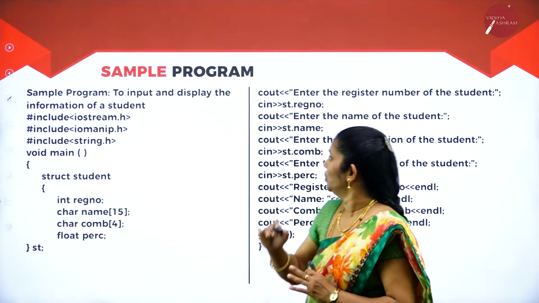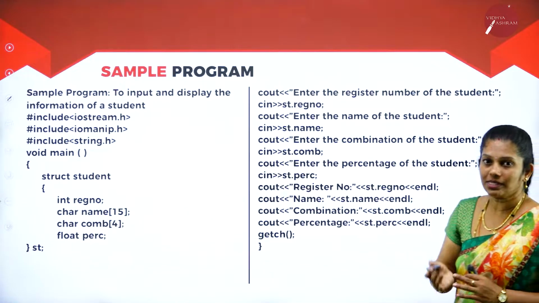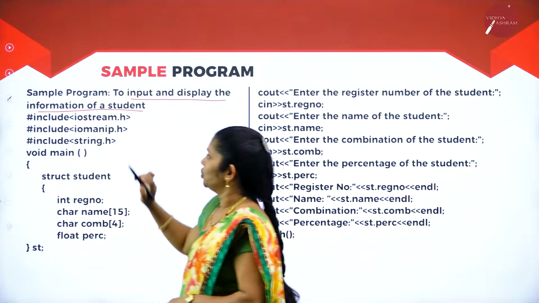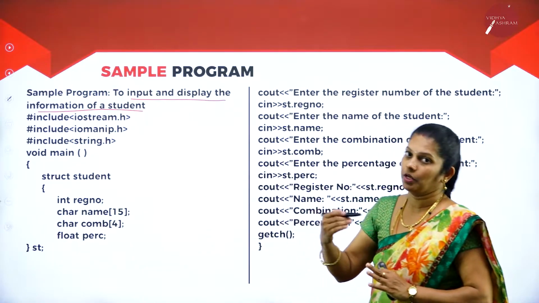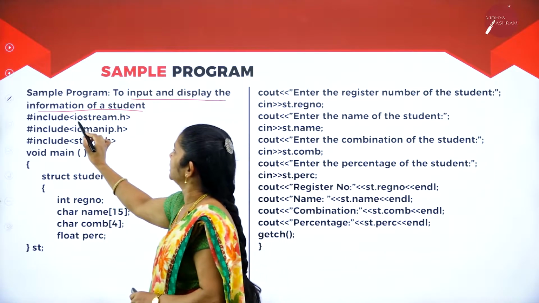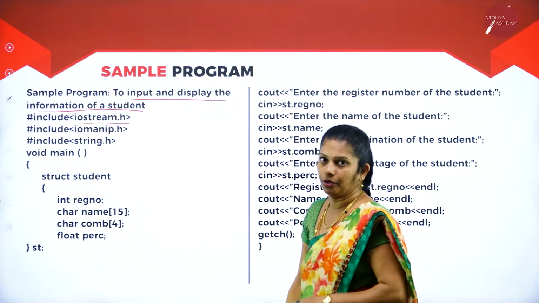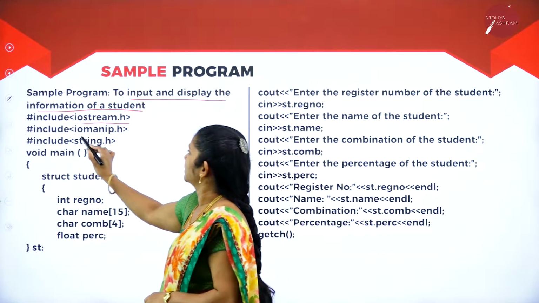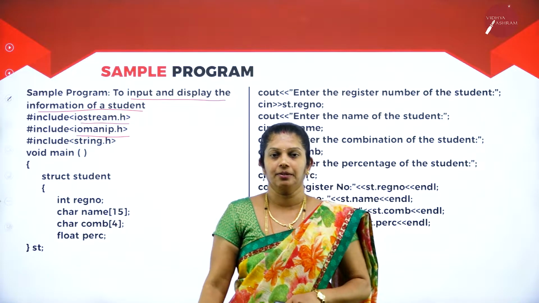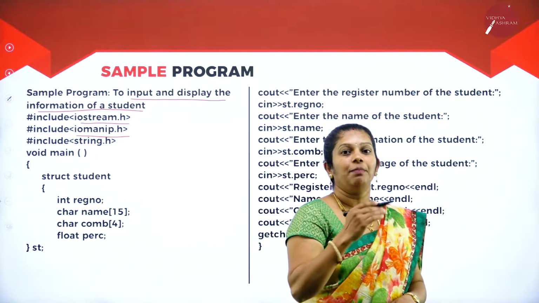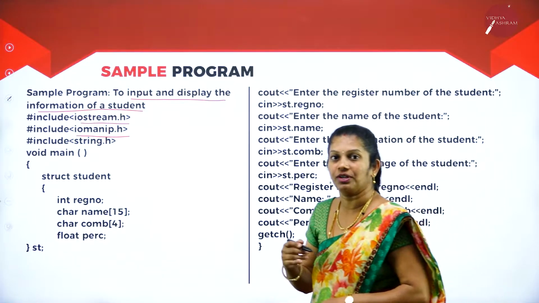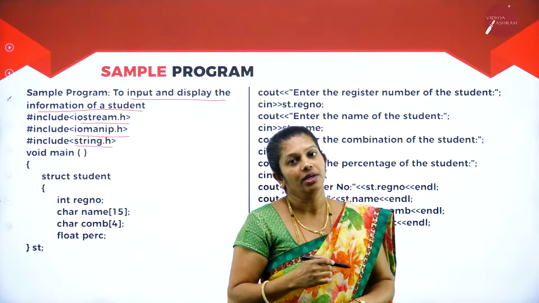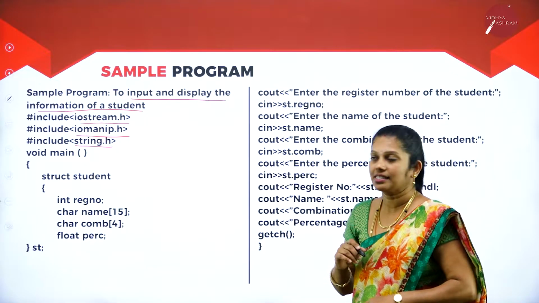Consider that I just want to input as well as display data with the help of structure. Write a program to input and display the information of a student by using the structure concept. First we use the header file #include iostream.h. This is the supporting header file for cin as well as cout. Next, #include iomanip.h. This is the supporting header file for manipulating functions like setw and setprecision. Then we use one more header file, #include string.h. This is the supporting header file for string functions.